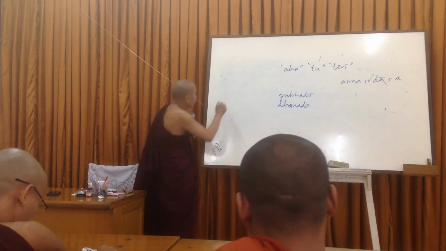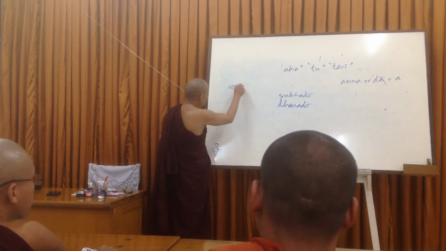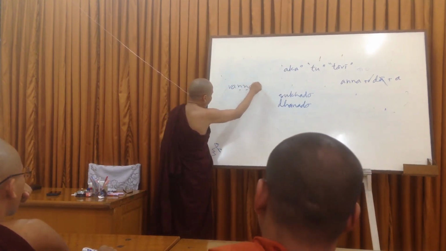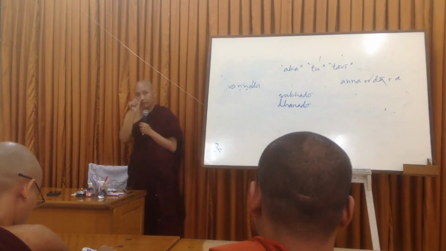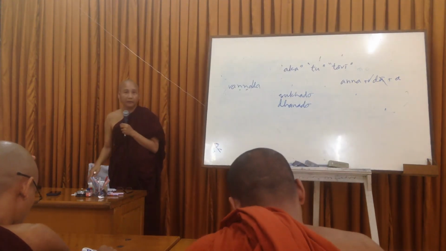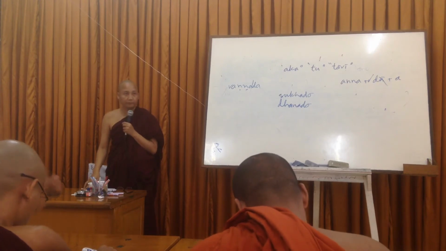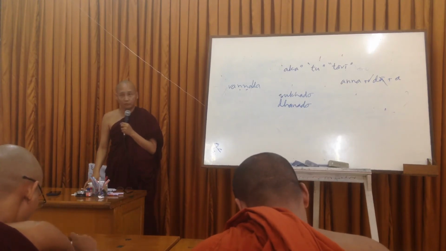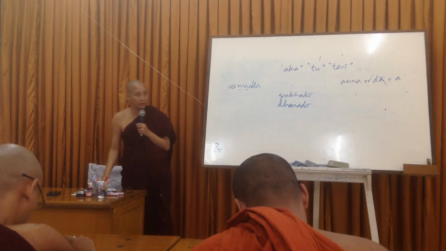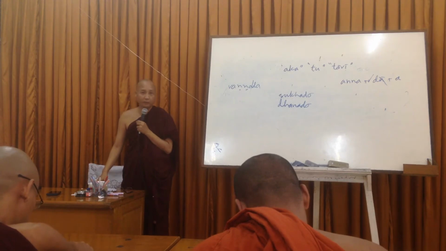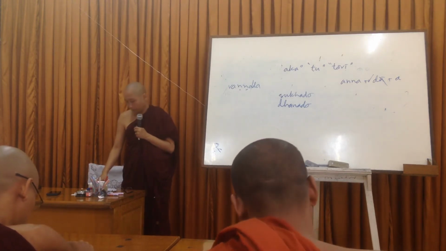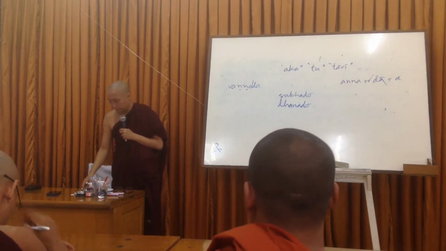Vanna. So if you divide like this, vanna and da. Da is derived from the root da. So one who gives the color. Vanna actually has the original meaning of color, but here it means beauty. Vannado.